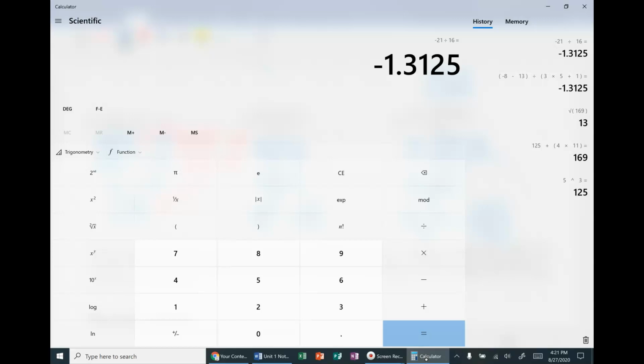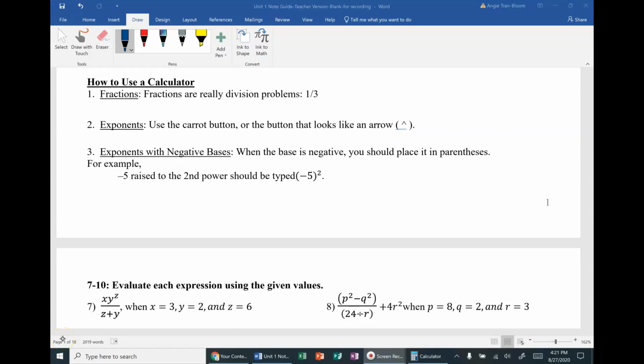Don't forget to go and practice your own calculator. So just another touch up on calculator. If you are doing fractions, that's just really 1 divided by 3, so you can hit the division button for that. Okay. Exponent, earlier I was using the 5 to the third and I was using x to the y, so you're going to see the caret button on mine.